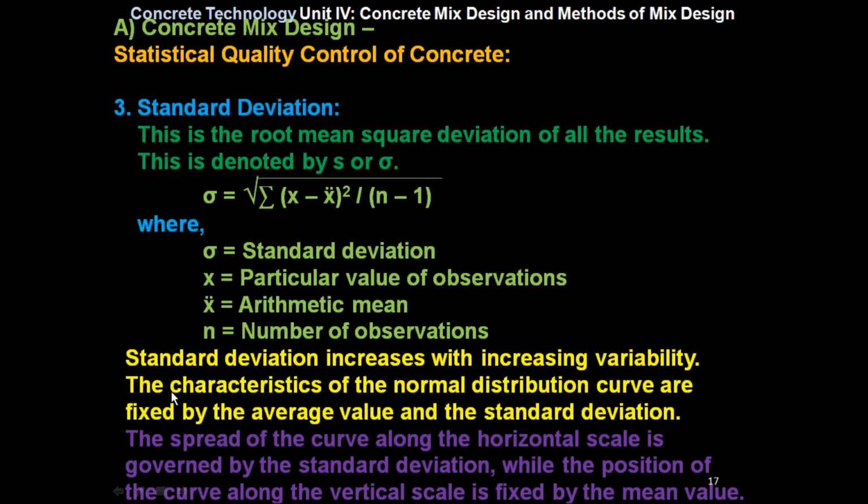The characteristics of the normal distribution curve are fixed by the average value and the standard deviation. The spread of the curve along the horizontal scale is governed by the standard deviation, while the position of the curve along the horizontal scale is fixed by the mean value.